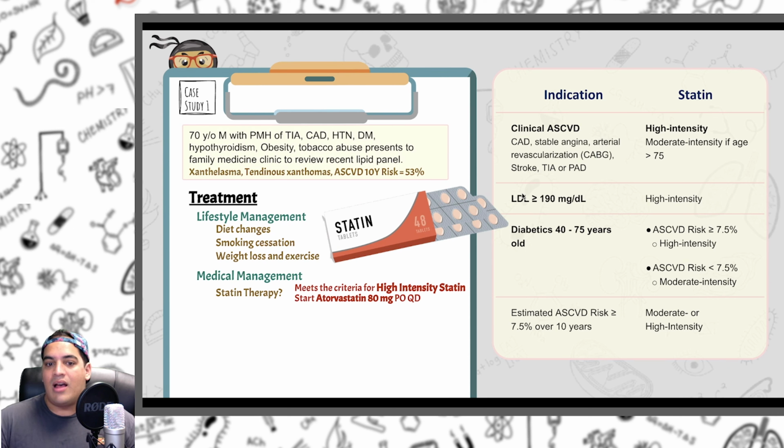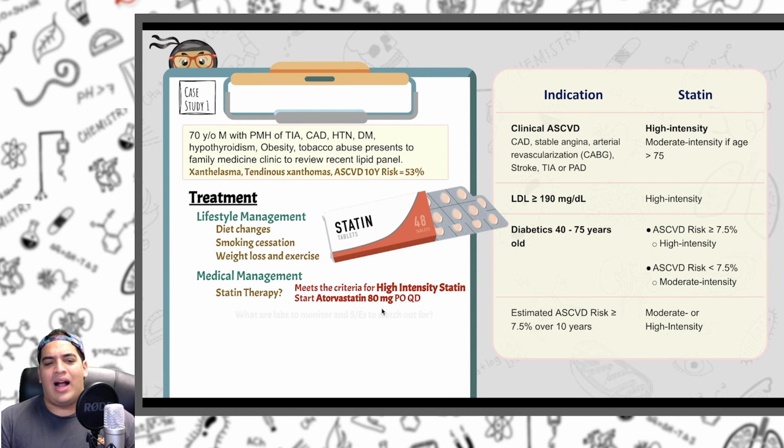If that isn't enough, guess what? He's got an LDL of 192. That's greater than 190. That's an indication for high intensity. He also has diabetes. He's 40 to 75 years of age, and his atherosclerotic cardiovascular disease calculation was 53%. Oh my gosh, that's definitely high intensity. And even if that wasn't enough, just itself being greater than 7.5%, it's high intensity. This guy needs a high intensity statin. So start him on atorvastatin, 80 milligrams, once a day.